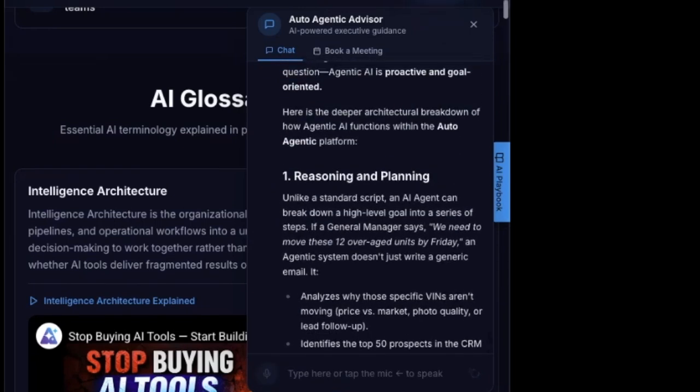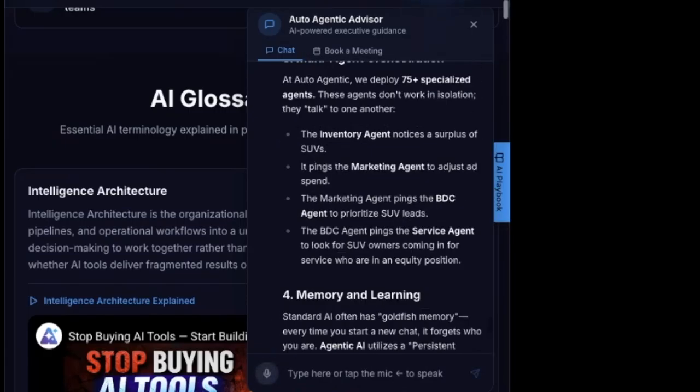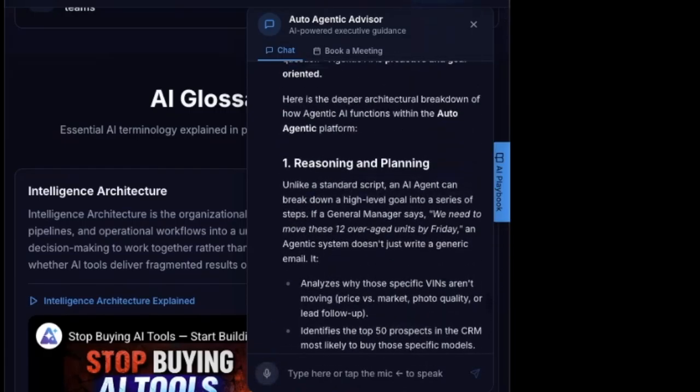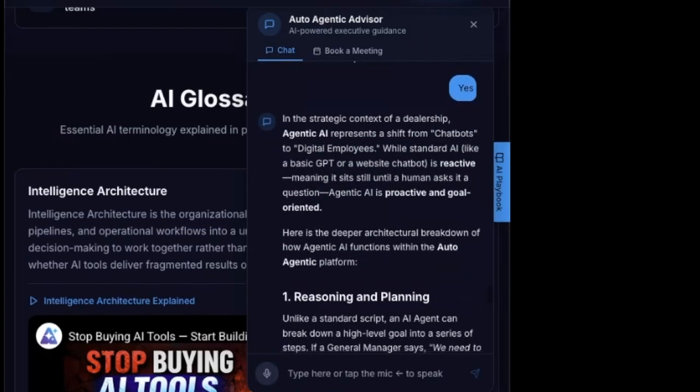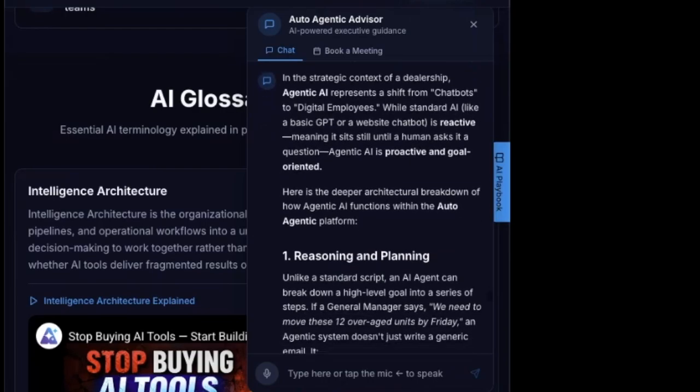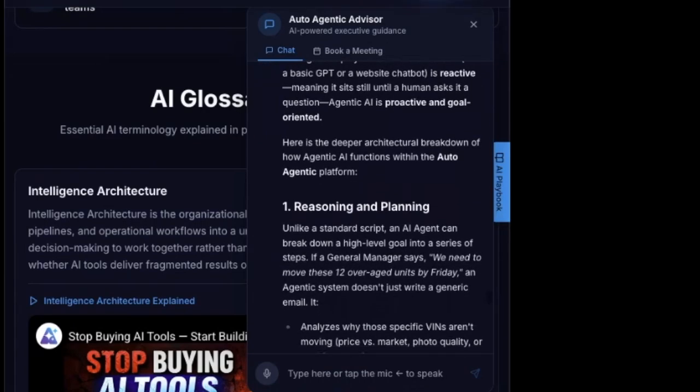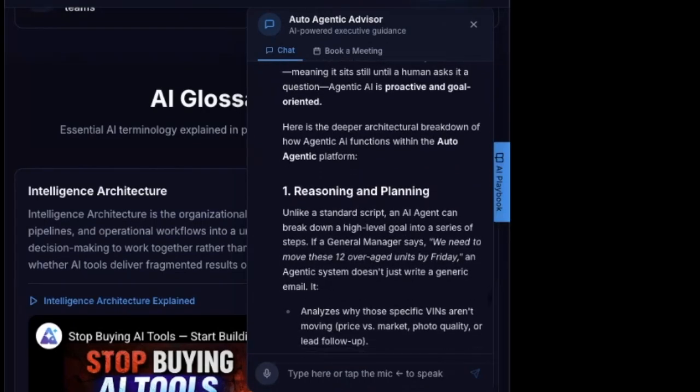And then you can see right here, it gives a fairly thorough deeper dive now, but I wanted to keep it in the strategic context of a dealership. Agentic AI represents a shift from chatbots to digital employees. While standard AI, like a basic GPT or a website chatbot, is reactive, meaning it still sits until a human asks it a question, agentic AI is proactive and goal-oriented.